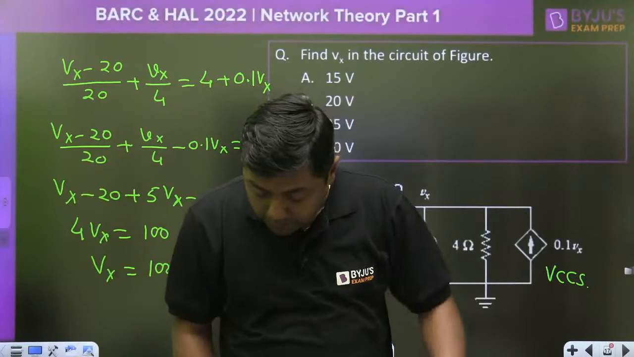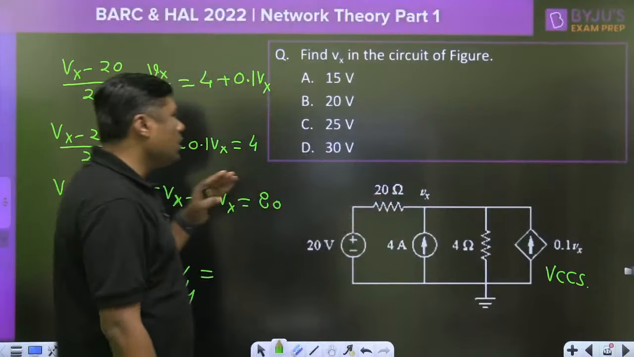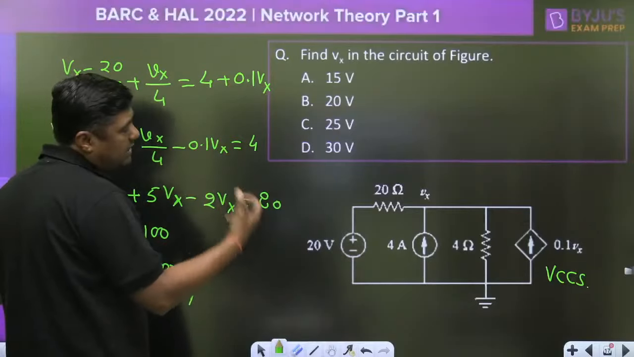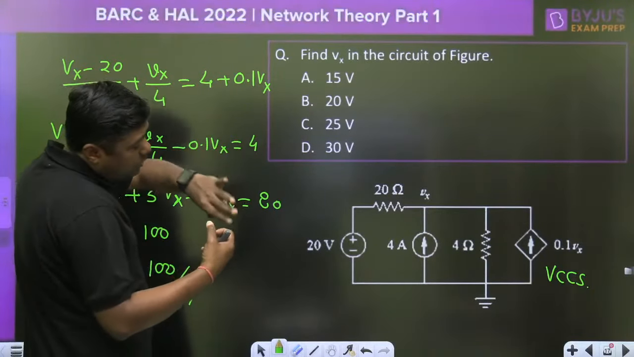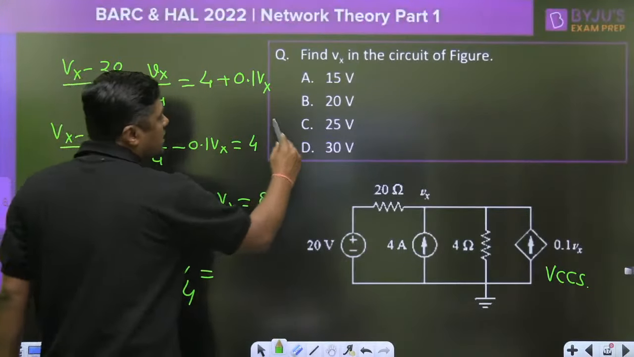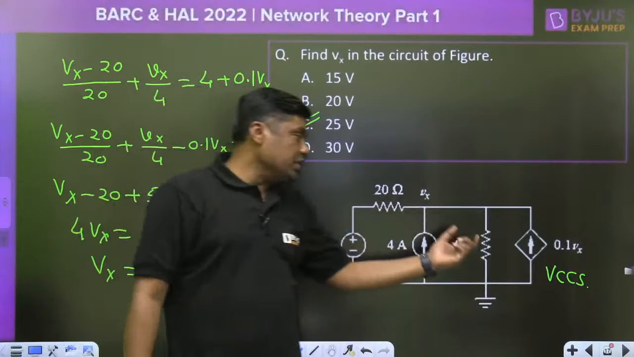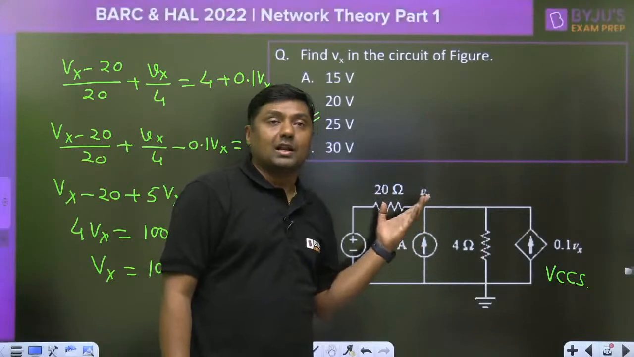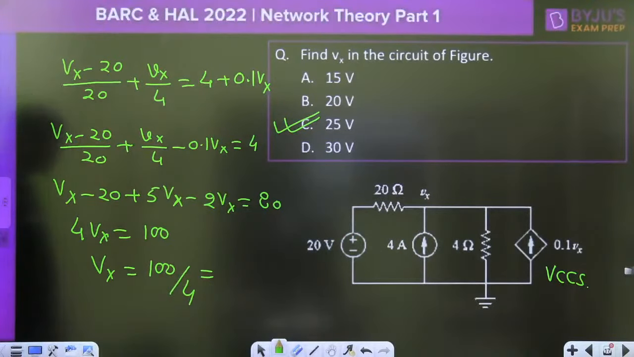So, see how much time it took, check that, right? This question requires only 20 seconds. So in the BARC exam, what about the nature of the questions? Very easy, or sometimes moderate level. We can expect this type of question: a simple dependent source, where we simply have to apply nodal analysis, then calculate the value. Okay, 25. C is the answer. Now next one.